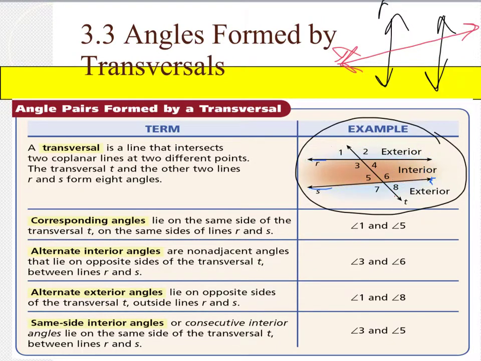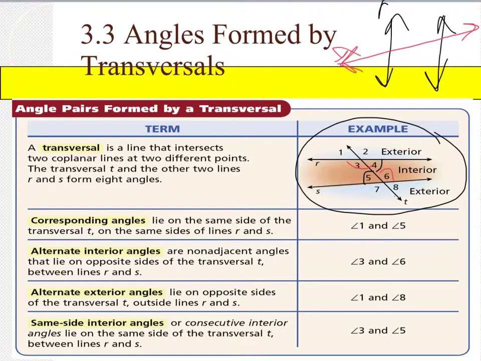Whenever you look at the interior angles, that's going to be inside the two coplanar lines. If you look at lines R and S, those are our two coplanar lines. And then you look at alternate interior. When you think about alternate, alternate meaning one and then the other, so they alternate sides, opposite sides. So angle 4 and angle 5 are alternate interior angles. Angle 3 and angle 6 are alternate interior angles.